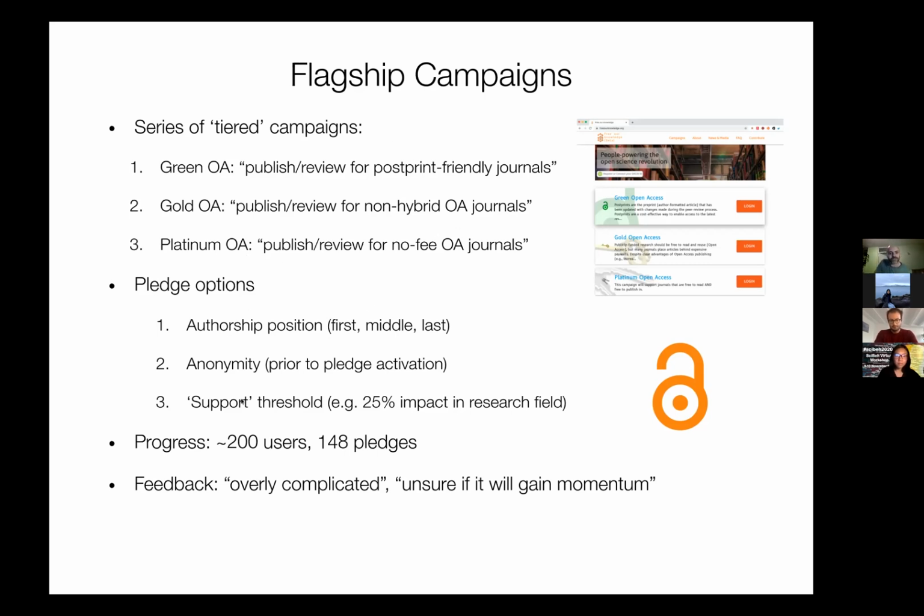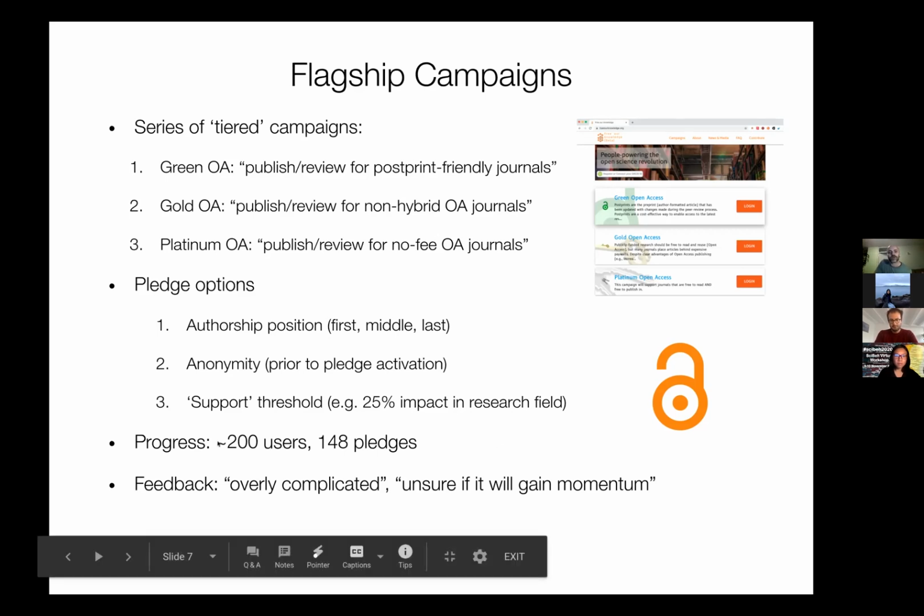There's a bunch of pledge options, which I won't go into. I'll give you an update on those campaigns. They've been running for about a year. We've got 200 users on the platform, some of you who haven't pledged but have just signed up to be involved. And at this stage, we have 148 pledges across those campaigns.